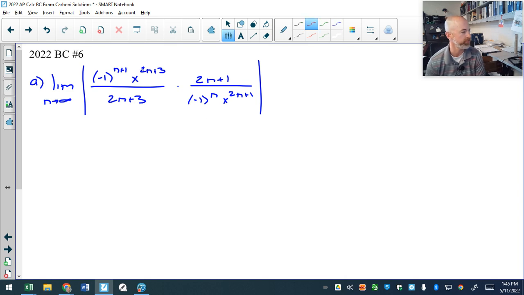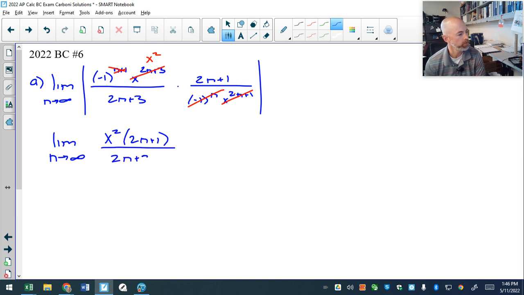Then we start canceling stuff out. Now I'm going to cheat. I'm going to use different colors because I can do that. So I'm going to take that out. There are 2 more x's up here. So that's x squared, and that doesn't cancel. Negative 1 to the n will cancel all but one of those negative 1s. However, that negative 1 will be done away with because of the absolute value. So we now have the limit as n goes to infinity of x squared times 2n plus 1 over 2n plus 3. And we don't need absolute values because x squared is going to be positive, or at the very least 0. It'll definitely be non-negative. And this limit will approach x squared.